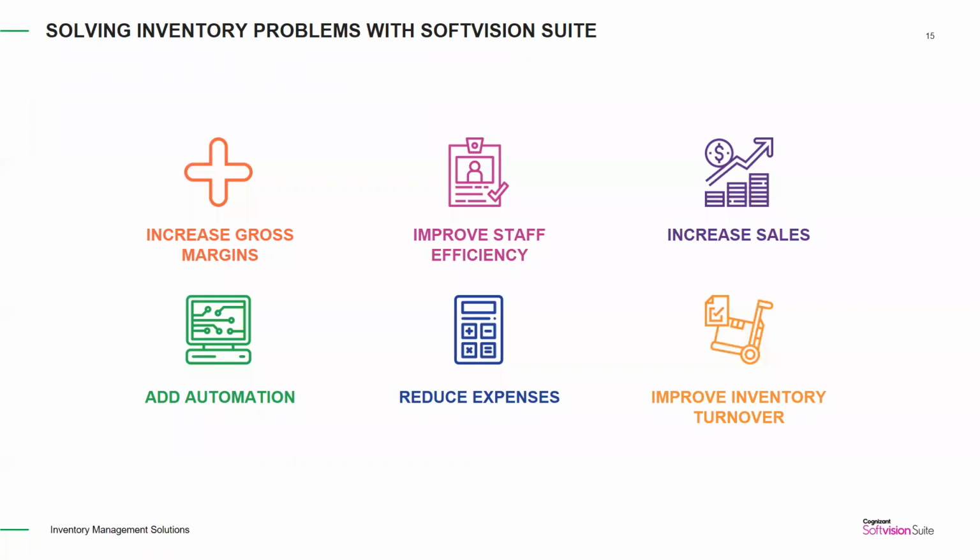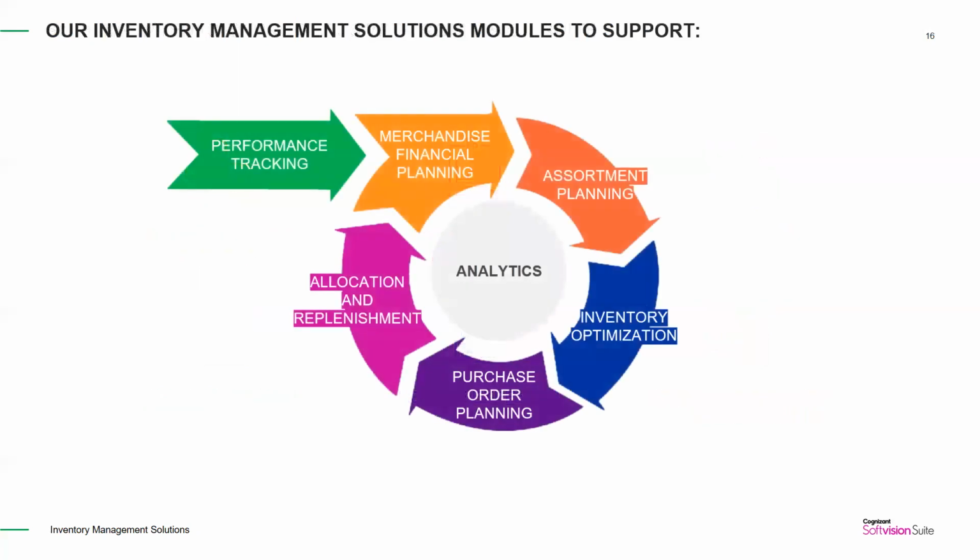We're also solving inventory problems with our Softvision Suite. So we look across our customers when they come into us looking for help, and we look across their needs, their key areas of the business. So whether it's looking at things like gross margin, or looking at the inventory staff or the planning staff, whether it's looking at their sales results, one of the things we do is we add automation. And one of those things is we're bringing them out of Excel and into automation. We also, as a result, help them reduce expenses. And most importantly, your most valuable asset, we help you reduce that inventory and improve your turnover.